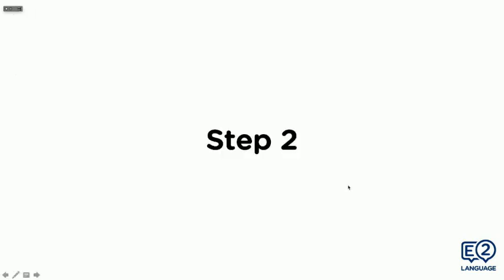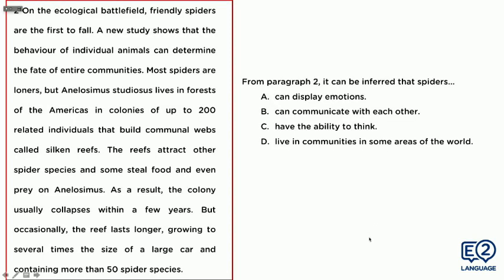Okay, fine. Then we move to step two and we want to reread the relevant section of the text carefully, which is here. Now it says from paragraph 2, and here you can see the number 2. It says, "On the ecological battlefield, friendly spiders are the first to fall. A new study shows that the behavior of individual animals can determine the fate of entire communities. Most spiders are loners, but Anelosimus studiosus lives in forests of the Americas in colonies of up to 200 related individuals that build communal webs called silken reefs."